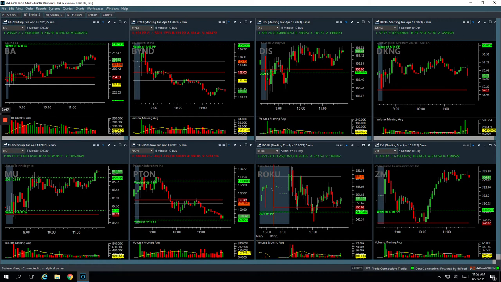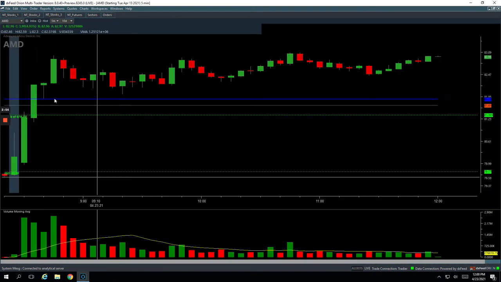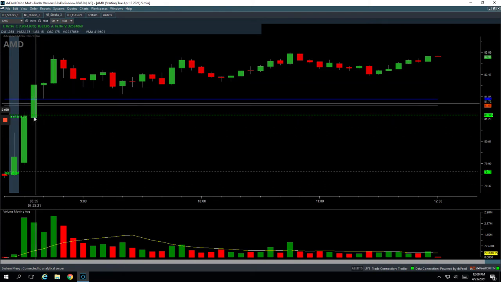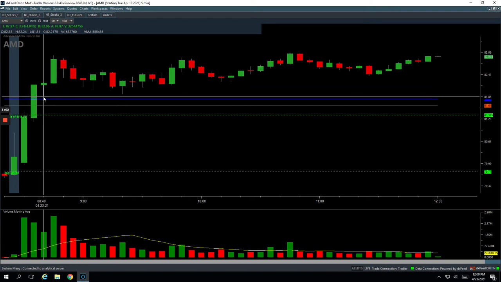On to the runners. The two runners we did were AMD and SQ. AMD was one that we were actually talking about right here, of potentially getting long on a pullback. I didn't do it because it didn't quite fit my criteria, and I'm trying to be uber strict on my rules. I know some folks in the community got in right here and caught this nice bounce in AMD.